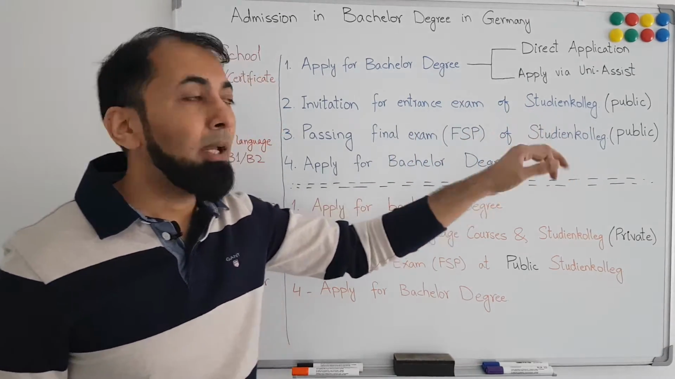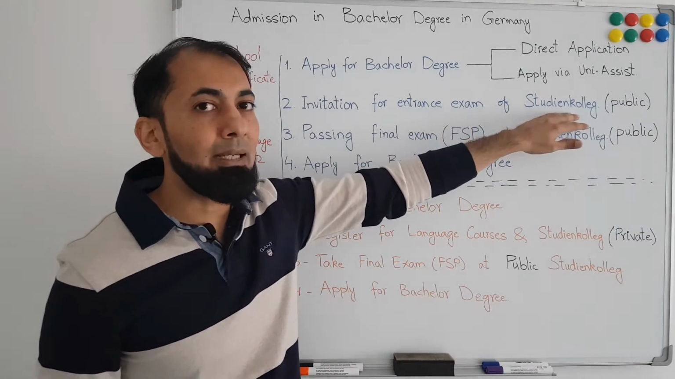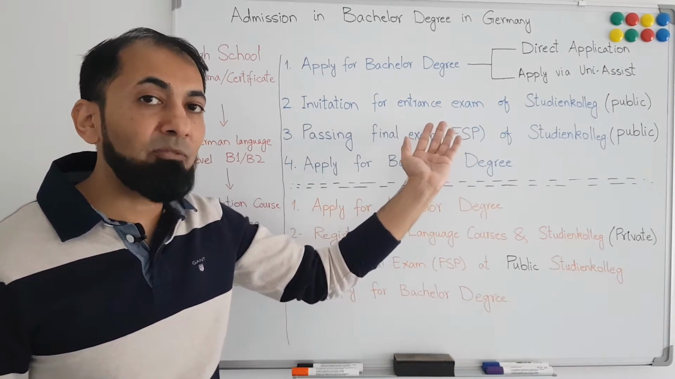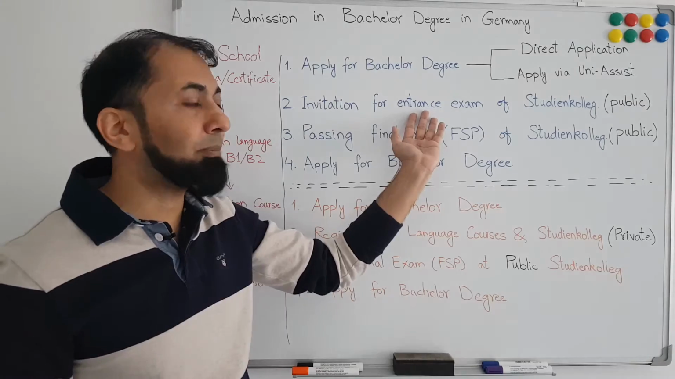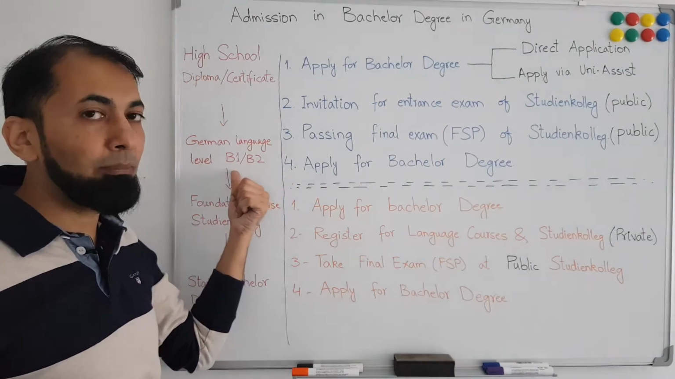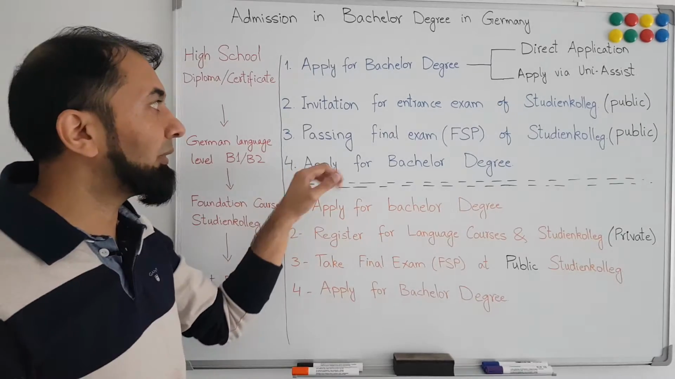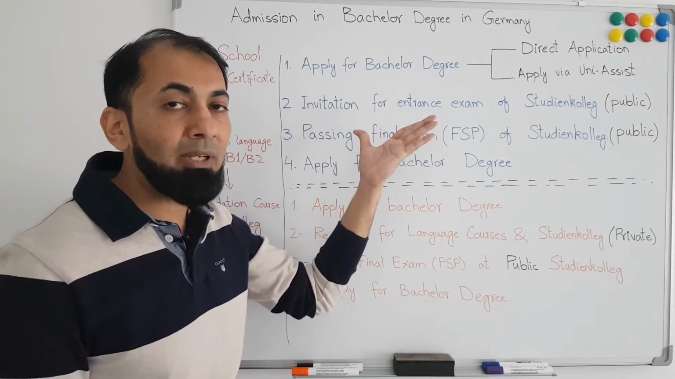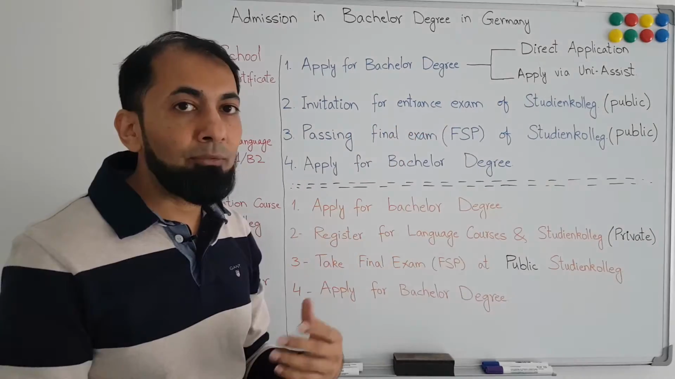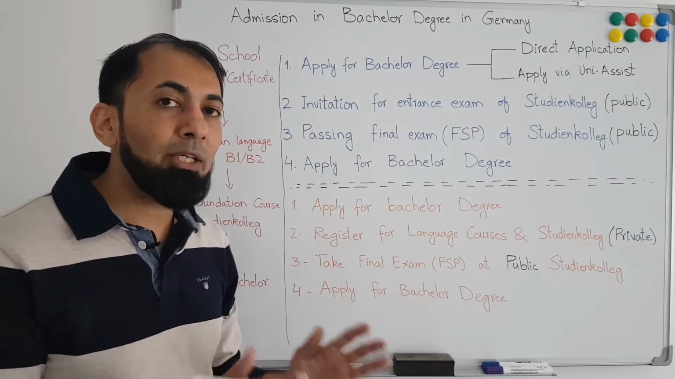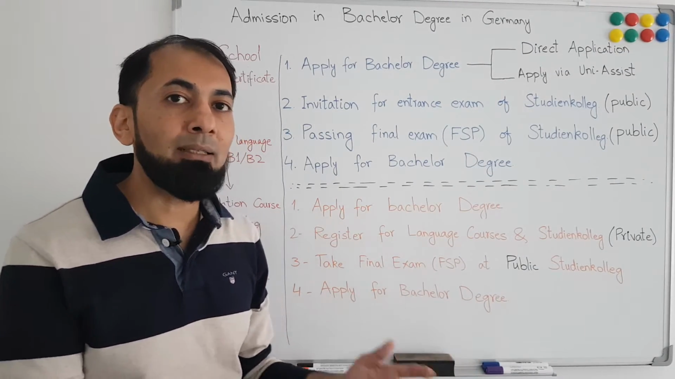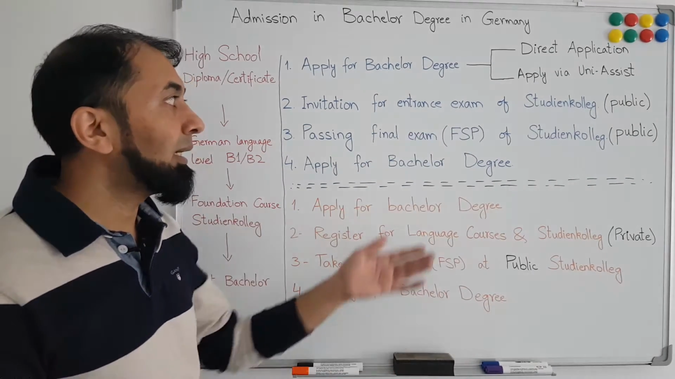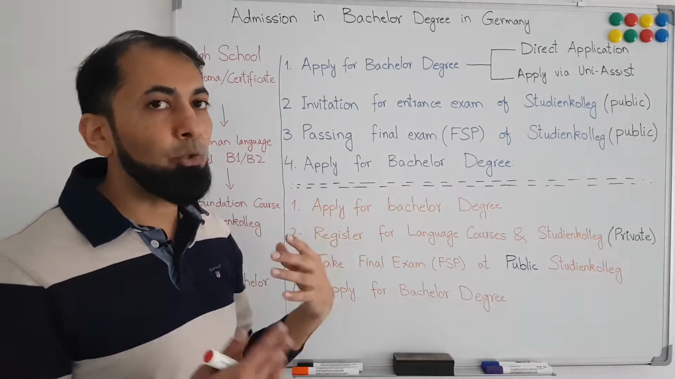Because this Studienkolleg is conducted in German language, it has an entrance exam, and the entrance exam will be in German language. Therefore it is a prerequisite that you learn B1 or B2 level of German language in your home country and then apply for a bachelor degree. The entrance exam will check your level of German language and also one or two subjects depending on whether you want to study engineering, medicine, business or social science. So if you are going to study engineering, for example, they will also ask questions related to mathematics.